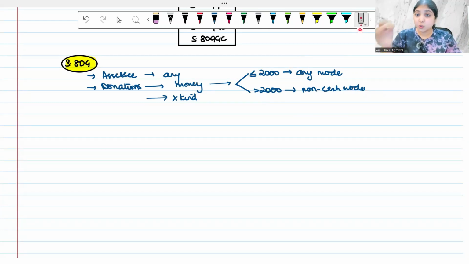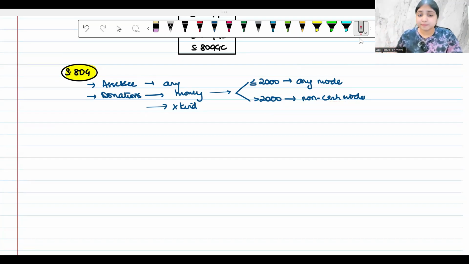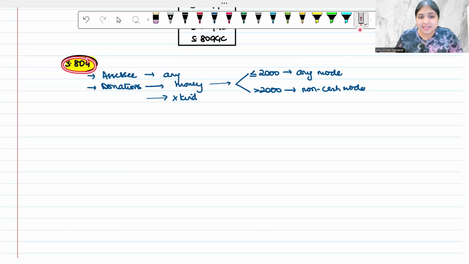In 80D, there was no limit. Irrespective of how much you're making payment, you have to make the payment in non-cash mode. But in 80G, you have the 2000 limit. Only if you're donating more than 2000, only then I'm talking about the mode of payment. So under 80G, my assessee can be any assessee.